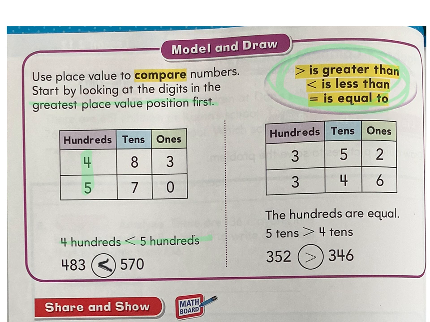Okay, let's look at the second one. Our hundreds place is the same. Our tens place, we can see that there's one extra. So the hundreds are equal, but 5 tens is greater than 4 tens, which means 352 is greater than 346.